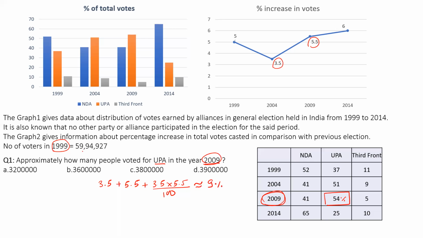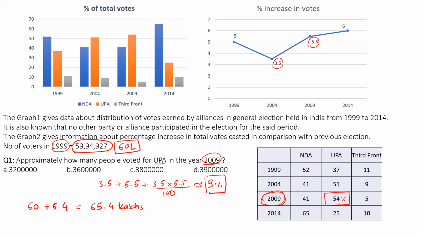Second, looking at the figure of 1999 total voters, instead of taking it as 59,94,000, we can take it as 60 lakhs, because the options are also approximate. So total voters are 60 lakhs. They increased by 9%. So 9% of 60 lakhs will be equal to 5.4 lakhs. So total voters in 2009 will be 65.4 lakhs.